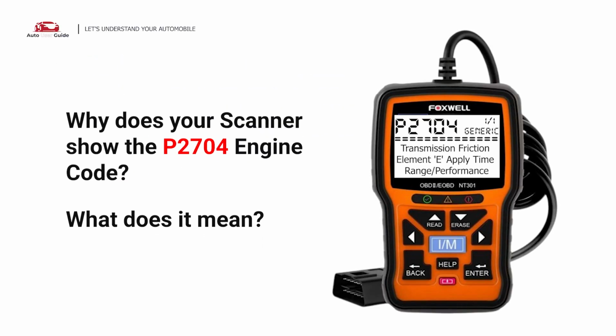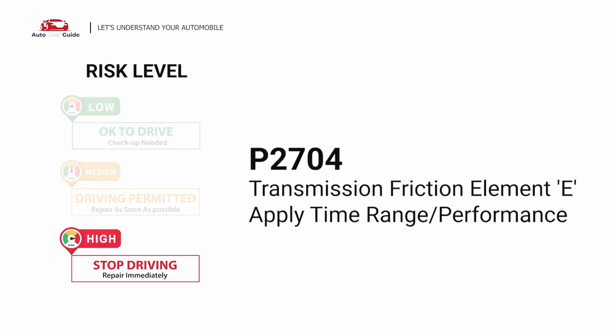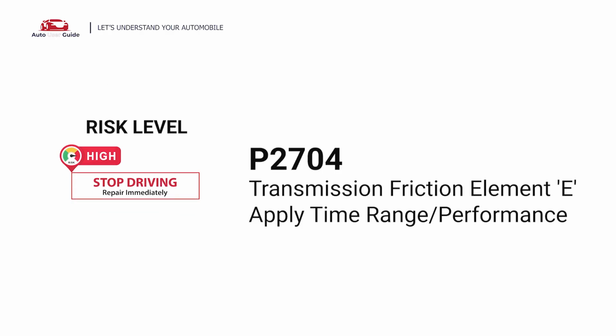Why does your scanner show the P2704 engine code? What does it mean? P2704 is a diagnostic trouble code for transmission friction element E applied time range or performance.